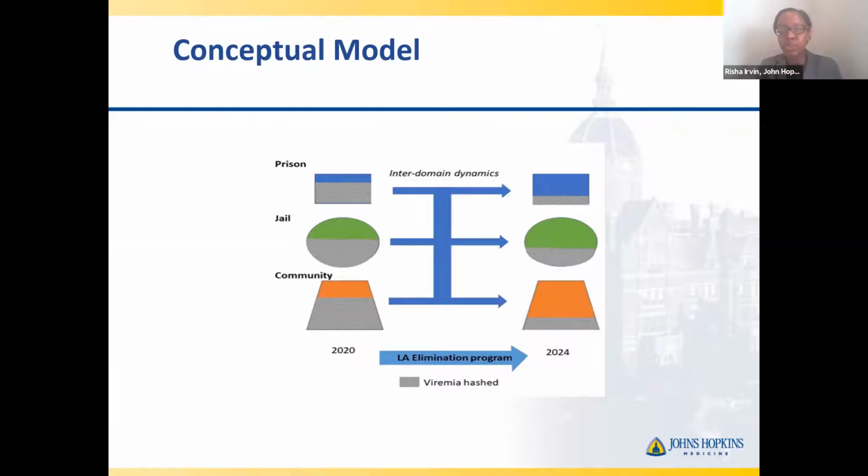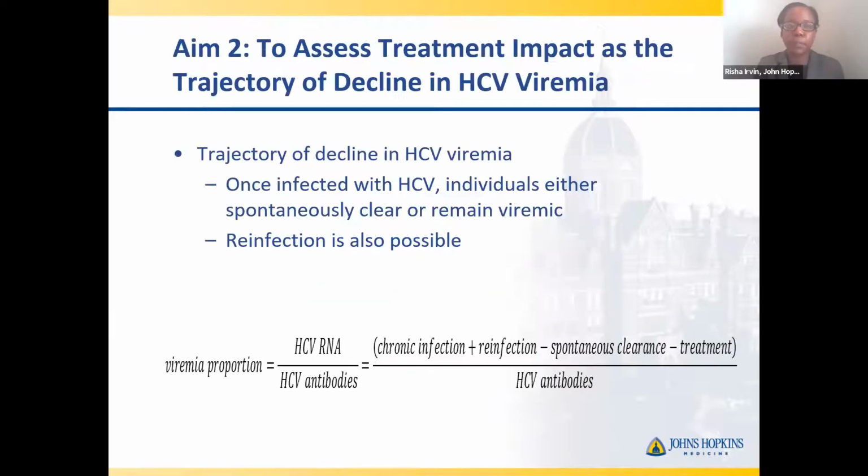But what we want to do in each one of these domains is tease out the impact between the community and incarcerated persons in the prison and jail system, and also look at where you get the biggest bang for your buck. What programs or what elements of their system really led to any declines in viremia?